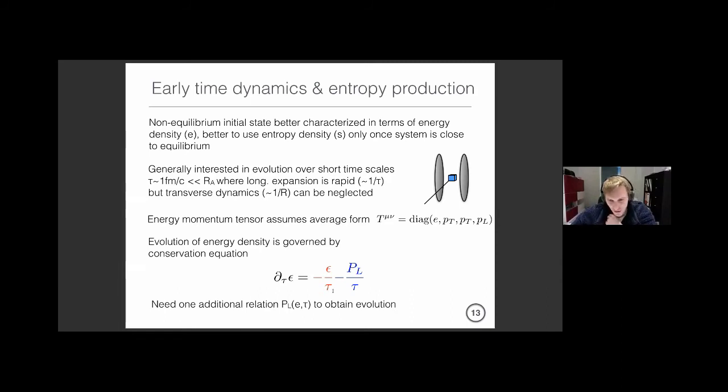To predict the evolution, we'll need two types of things. On the one hand, the energy density will drop due to the longitudinal expansion, but then there's also work done against this longitudinal expansion, which makes this relation sensitive to the longitudinal pressure. And so to integrate this conservation law and study the evolution of the energy density until the system is equilibrated, we need one additional relation, which is the pressure as a function of energy and time.